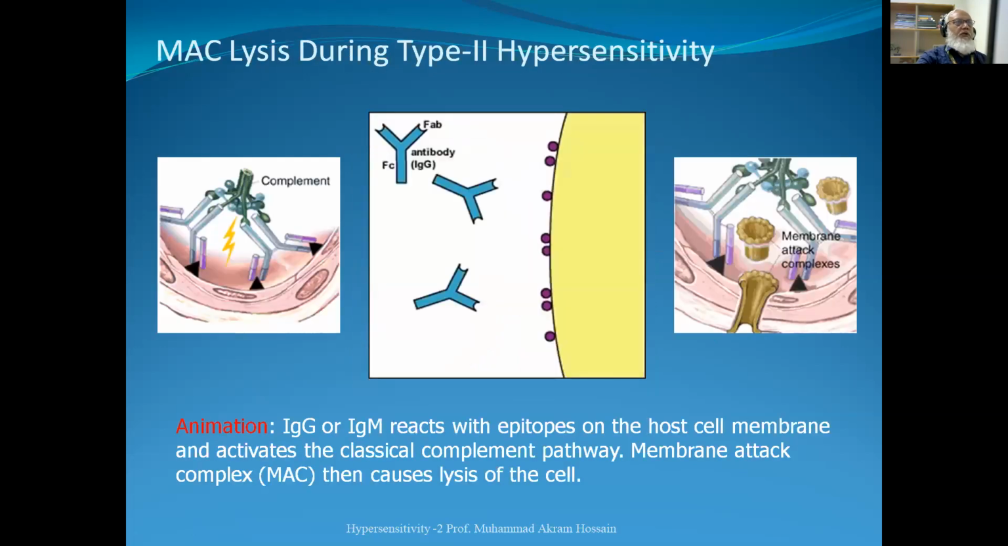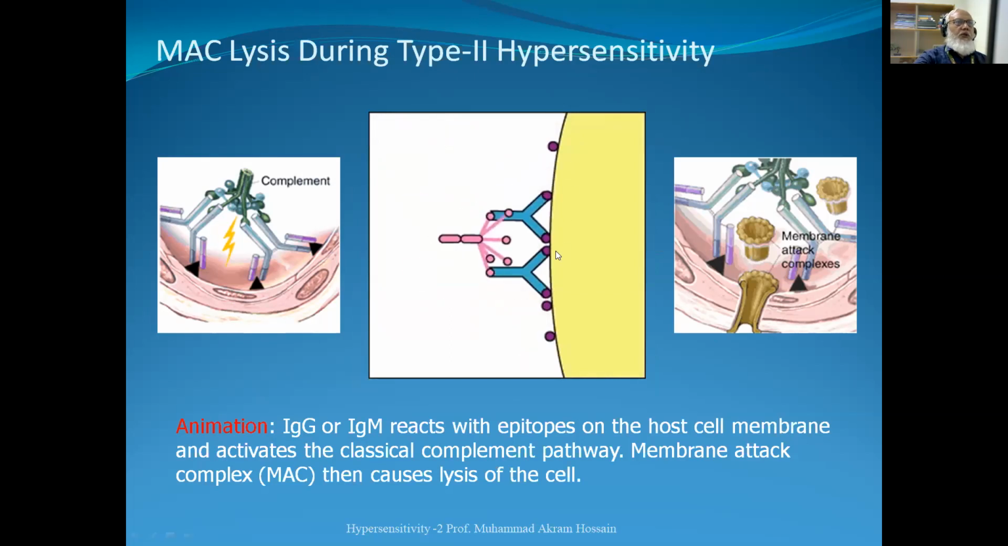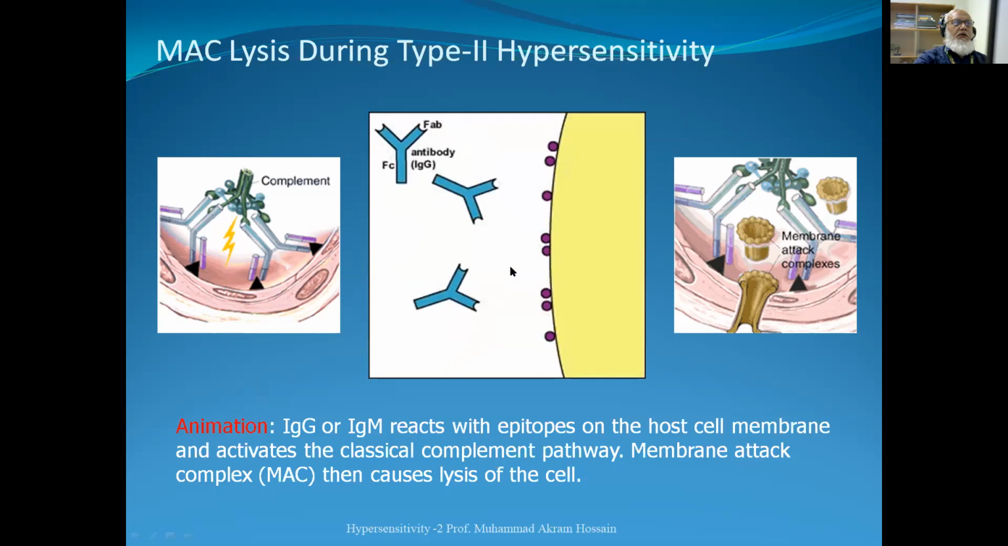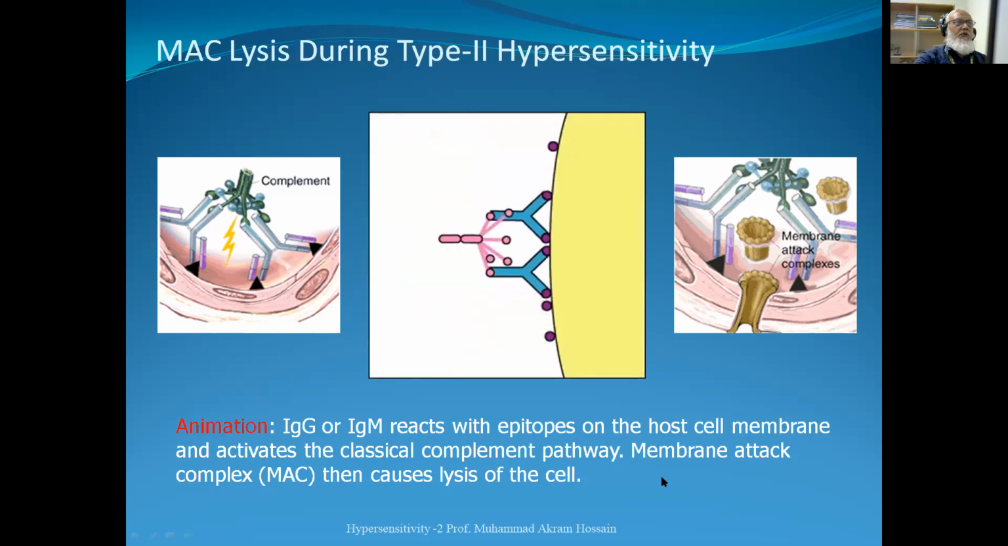Second mechanism is complement mediated lysis. You see, 2 immunoglobulin G bound to the antigen, then classical pathway starting from complement 1 to 9, membrane attack complex forms, and thereby it leads to cell damage. So this is the second mechanism of type 2 hypersensitivity.